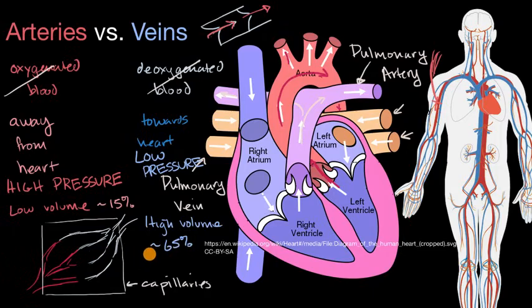And if you're wondering where the rest of the blood is, about 5% is in capillaries, 5% is in your heart, and about 10% is in your lungs. So I will leave you there. The big takeaway: arteries are the vessels that take blood away from the heart. Veins are the vessels that take blood towards the heart.